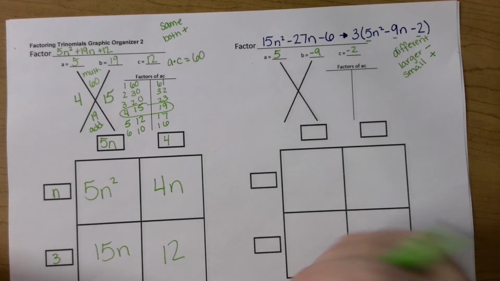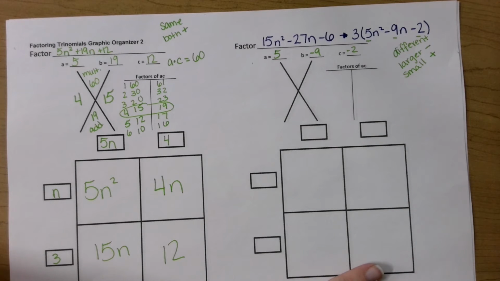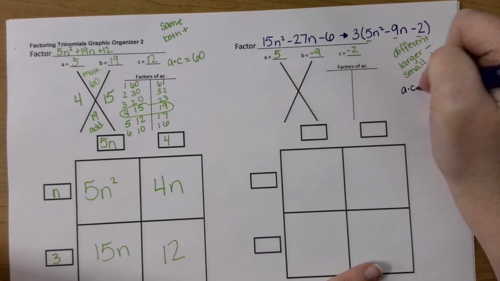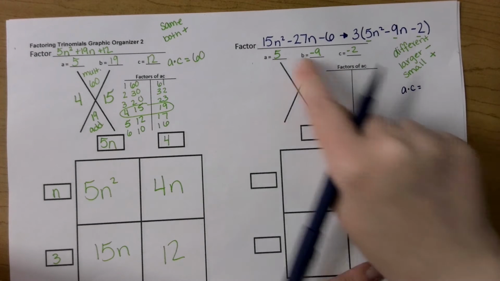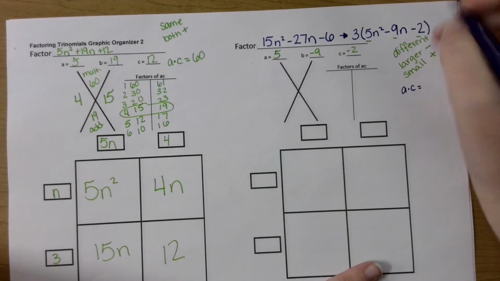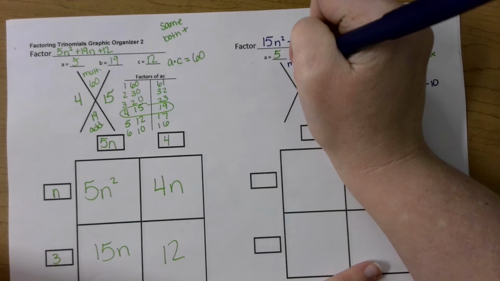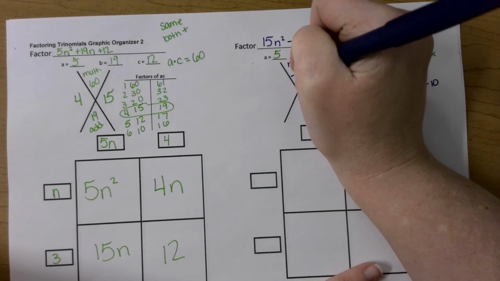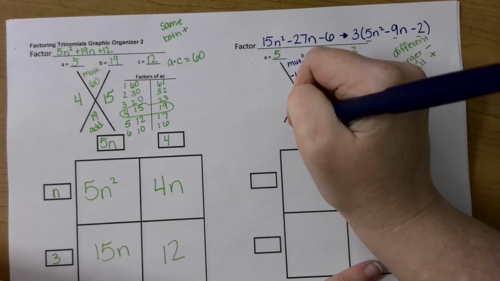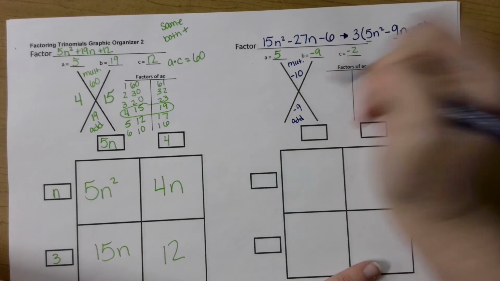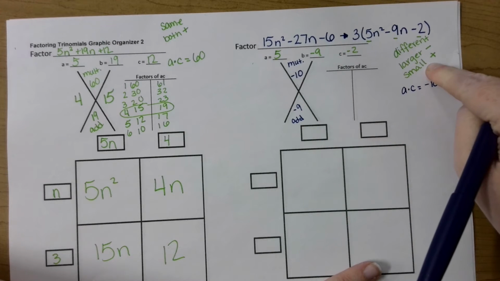Okay, so remember, we are trying to get things that, let's multiply our A and C so we can figure out what we're trying to get. So A times C, I'm going to do 5 times -2, that gives me -10. So I need things that multiply to give me -10, but add to give me -9. And again, my larger number should be negative and my smaller number should be positive.